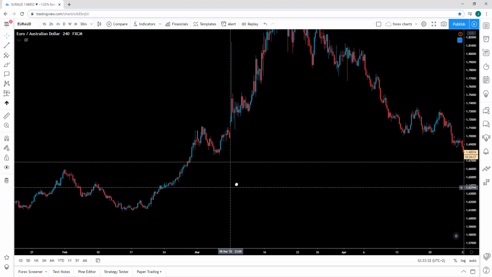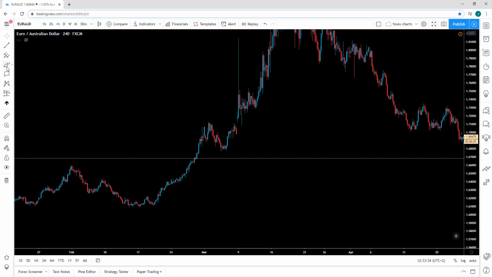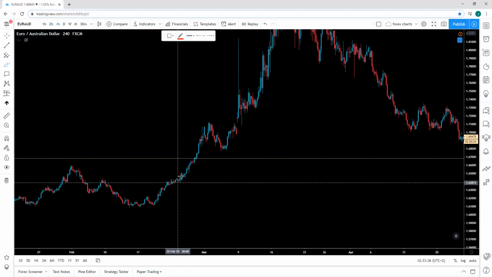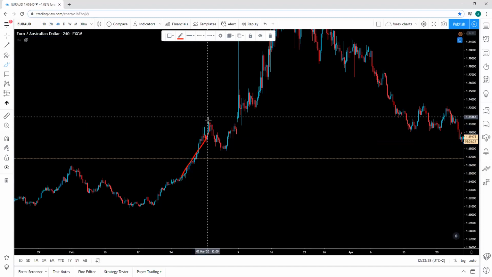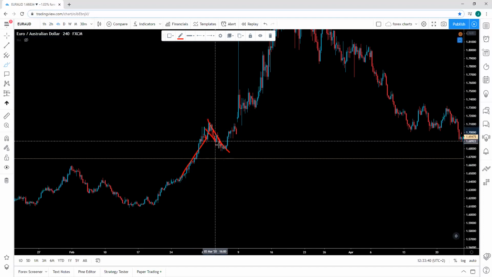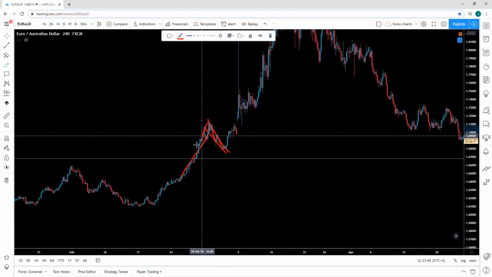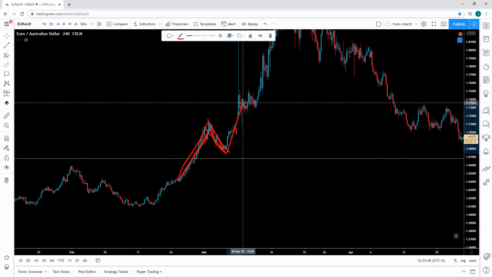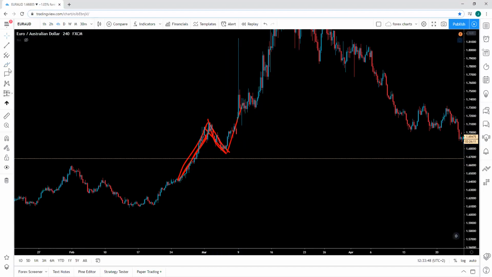This one. Now look at this thing. This thing is perfect. This is the flag that I'm looking for. Impulse like this, then I'm looking for a perfect, nice flag. It looks like a flagpole with its flag to the side here, and then continuation to the upside. So this is exactly what I'm looking for in the market. If I see something like this, this is where I'll get involved.